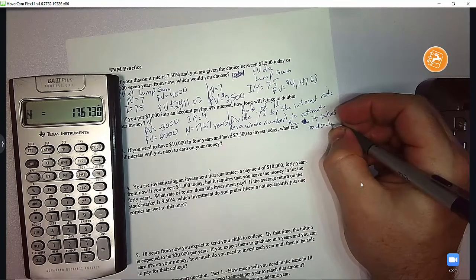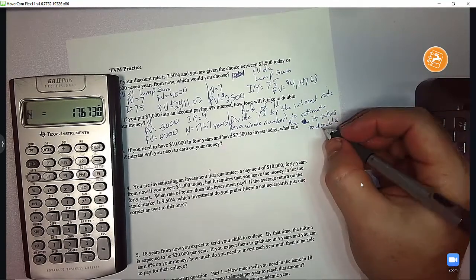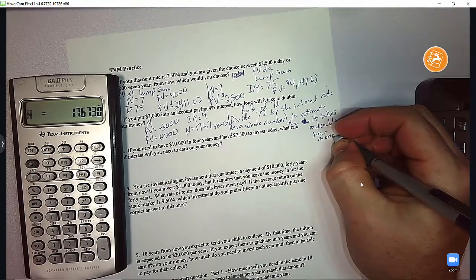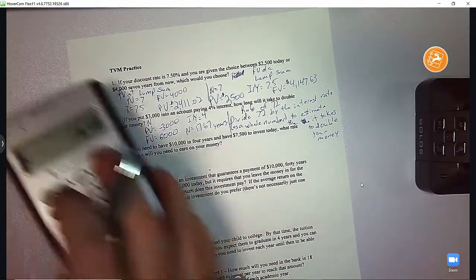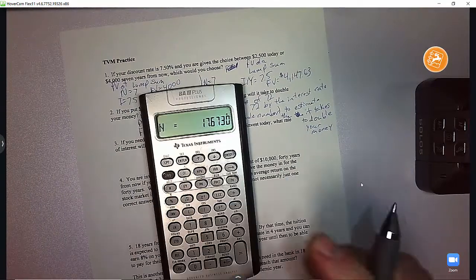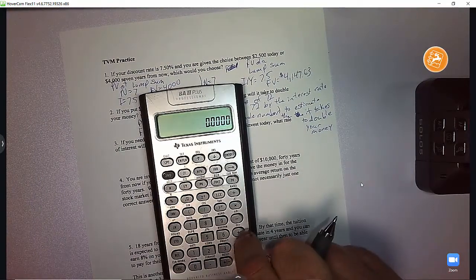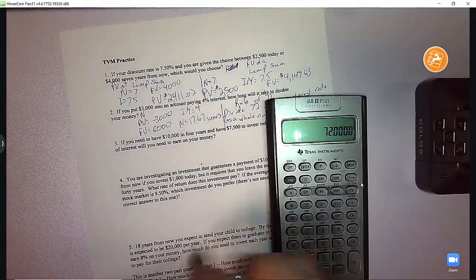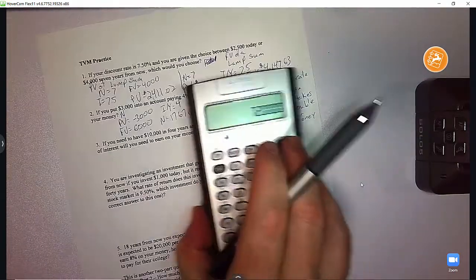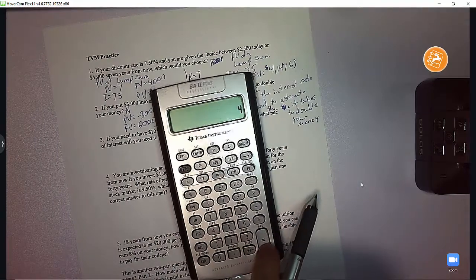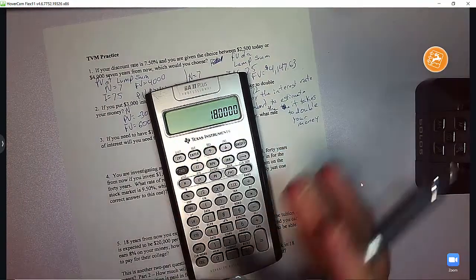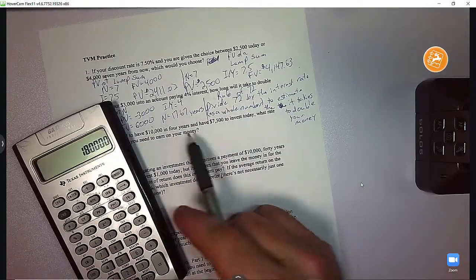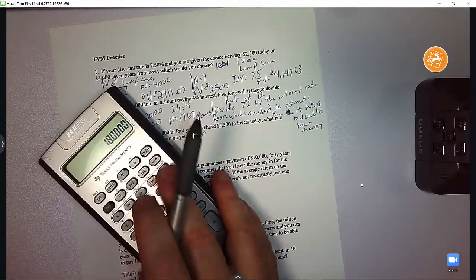And I'll demonstrate that right now. Again, this is just an estimate, but it can give you a very quick idea of how long it will take. So I'm going to take my 72 divided by 4%, or 4. And that's going to tell me it's going to take about 18 years to double my money, which is fairly close to my answer here of 17.67 years.